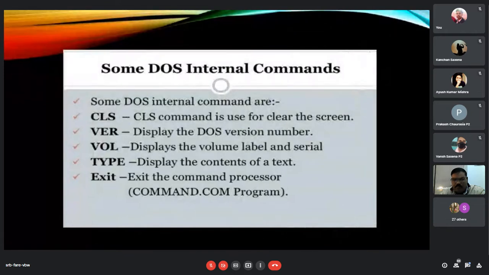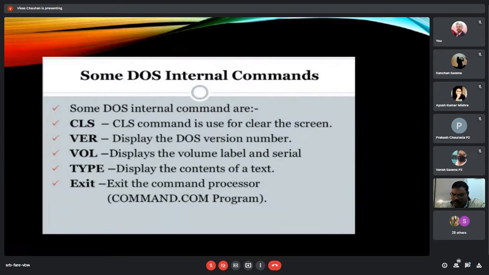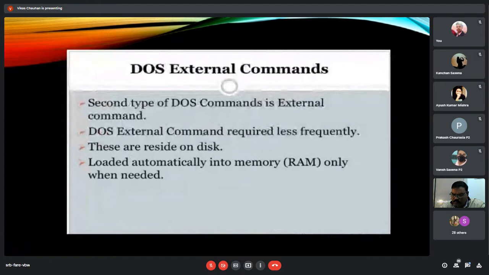Some DOS internal commands are CLS, used to clear the screen; VER, used for the version number of DOS; VOL, which displays the volume label and serial number; TYPE, which displays the content of a text file; and the EXIT command, used to exit the process. And some external DOS commands.